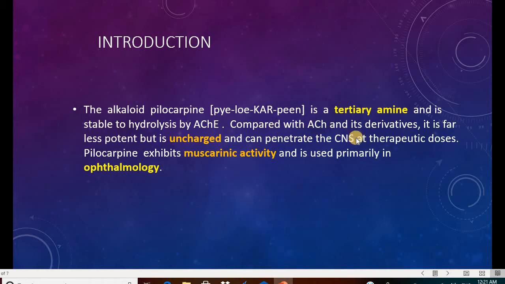Compared with acetylcholine and its derivatives, it is far less potent but is uncharged and can penetrate the CNS at therapeutic doses. So it means it can produce some adverse effects related to the central nervous system. Pilocarpine exhibits muscarinic activity. Mostly it exhibits muscarinic activity, so it produces effects similar to the muscarinic effects and is used primarily in ophthalmology. Ophthalmology means it can be used therapeutically for the treatment of diseases related to the eye.